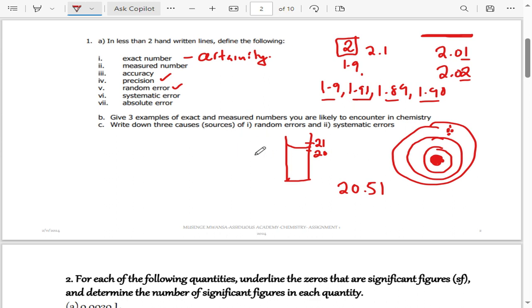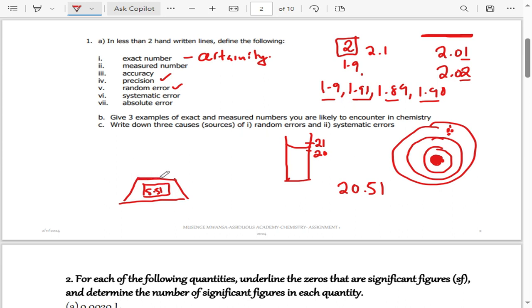Or maybe there is a limitation in the environment. Say you are trying to measure the weight of an object. And here is your beam balance. You are trying to measure something, you find that its weight, say, is 8.51. But really its weight is supposed to be like 8.40.